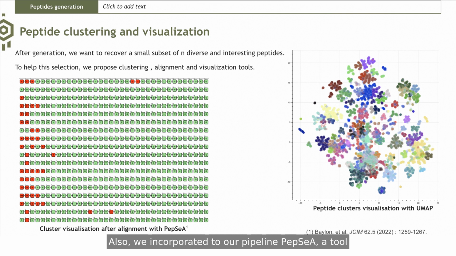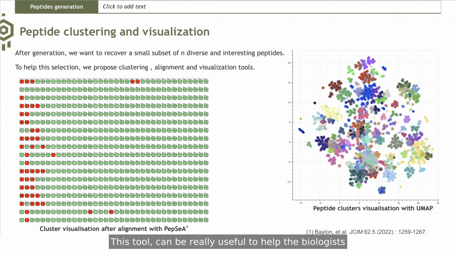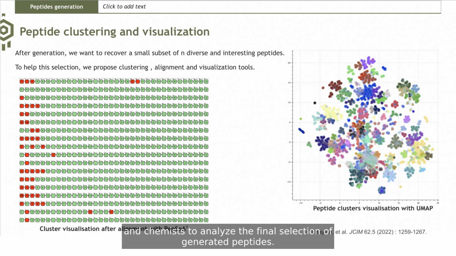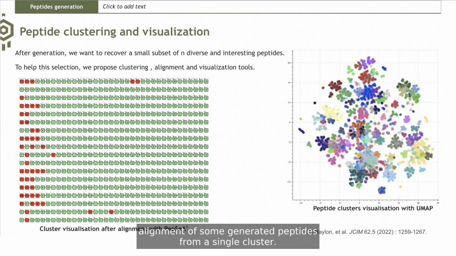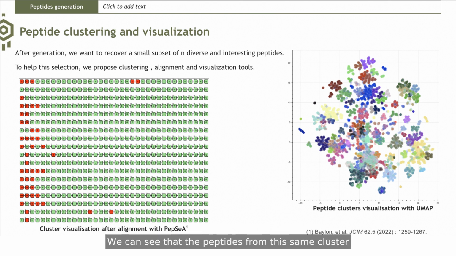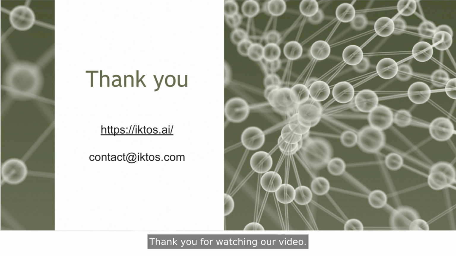Also, we incorporated to our pipeline PepsA, a tool developed by Merck, that allows the visualization and alignment of peptides, including non-natural amino acids and non-linear peptides. This tool can be really useful to help the biologists and chemists to analyze the final selection of generated peptides. For instance, the figure on the left represents the alignment of some generated peptides from a single cluster. We can see that the peptides from this same cluster share a big residue sequence pattern, validating the similarity inside clusters.